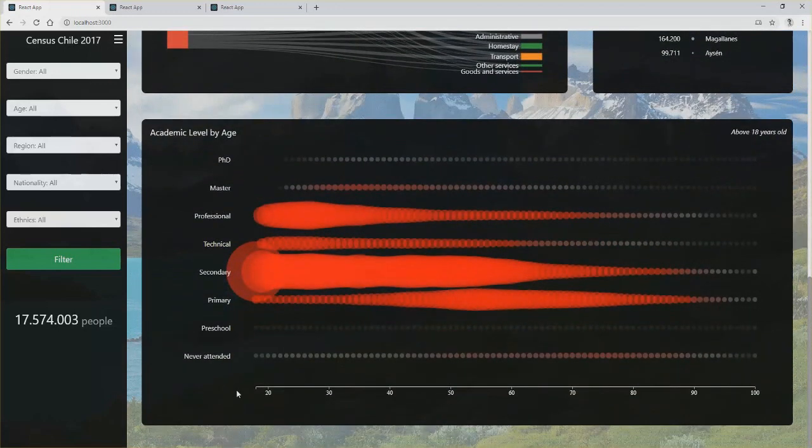This is a bubble chart that tries to compare the age of the people and their highest academic level. In the x-axis, you can see age from 18 years old up to 100 plus years old. In the y-axis, you can see academic level. Clearly, you can see that most of the Chileans have secondary school as highest academic level. There is a group of people between 40, 50 years old up to 70 plus that only have primary school as highest academic level.